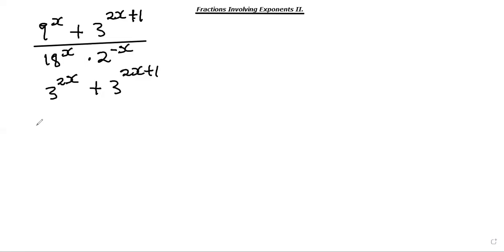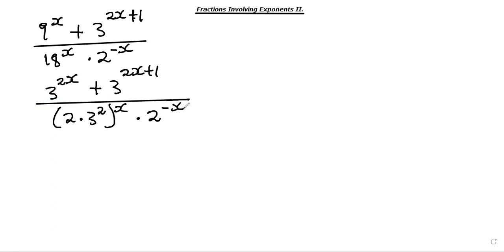And then we come to the denominator now. So if you look at 18, you realize that we can't write it in exponential form, but we can write it as a product of its prime bases. In other words, when I see 18, I actually see 2 times 9. But then 9, I understand that it's 3 squared. And everything is raised to the x. Then we still say times 2 to the negative x.